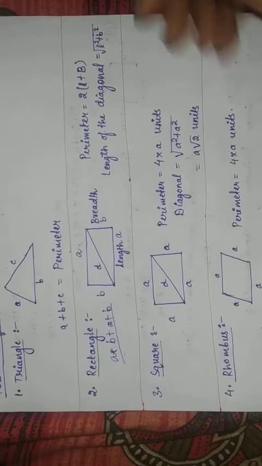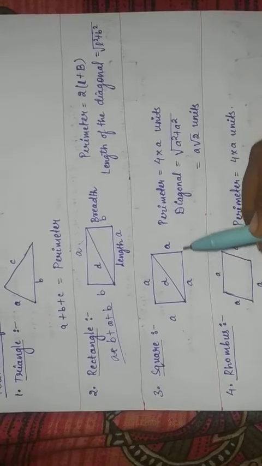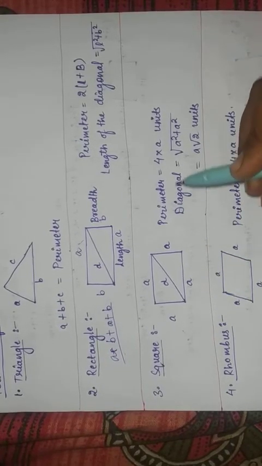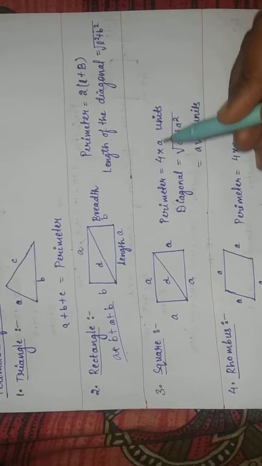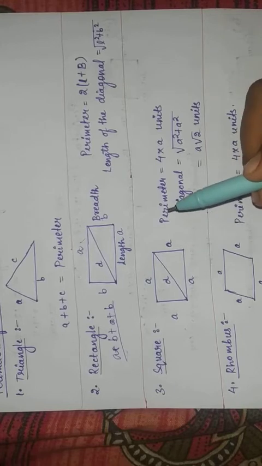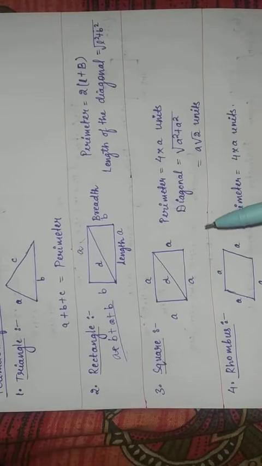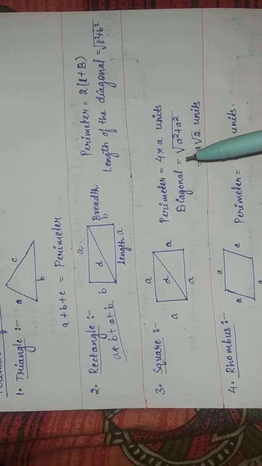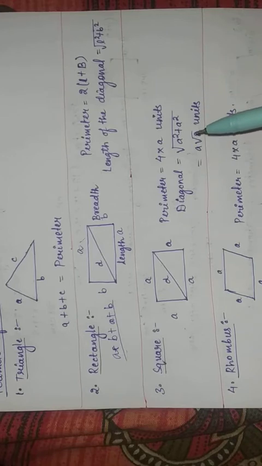Now, square. What is the perimeter of a square? The perimeter of a square is 4 into A units. That means the sum of the four sides of a square will make the perimeter. And what is the diagonal of the square? The diagonal of the square is root under A square plus A square. You will get A root 2 units.